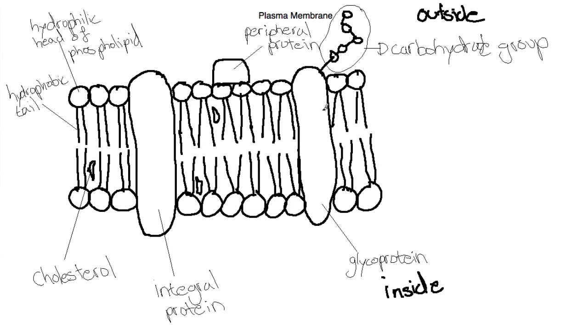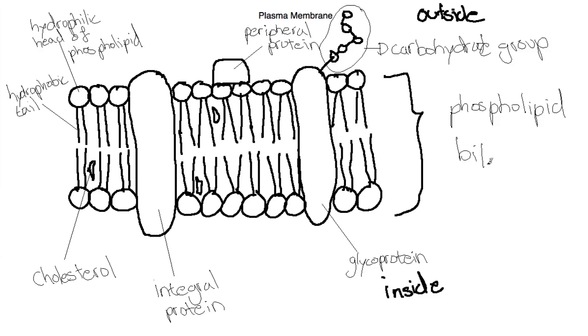And lastly, I think you're required to label the phospholipid bilayer. So we're just going to label that quickly. So this makes up the bilayer. These two layers here, so that's our first layer, and then the bottom layer makes up the phospholipid bilayer. And that's it.